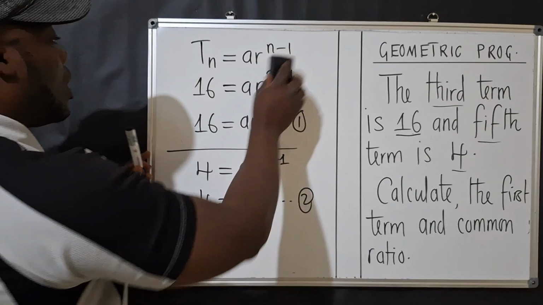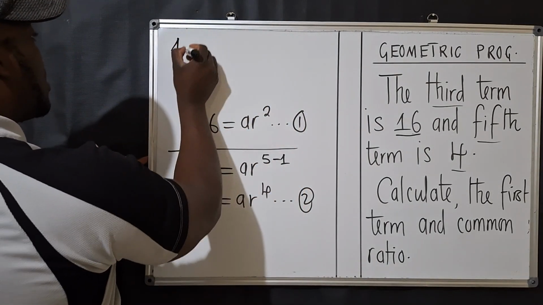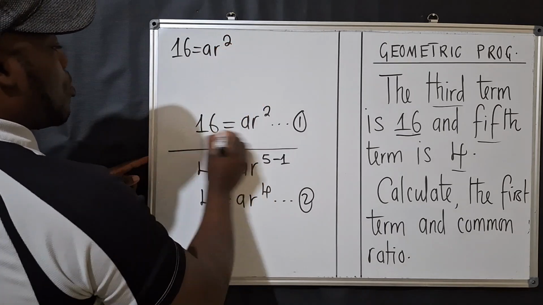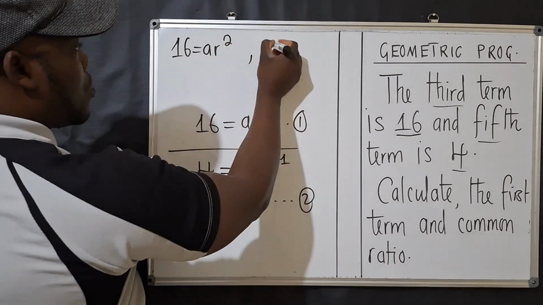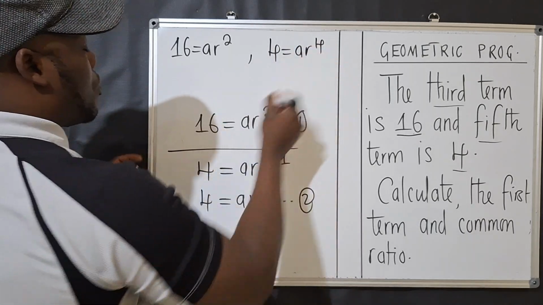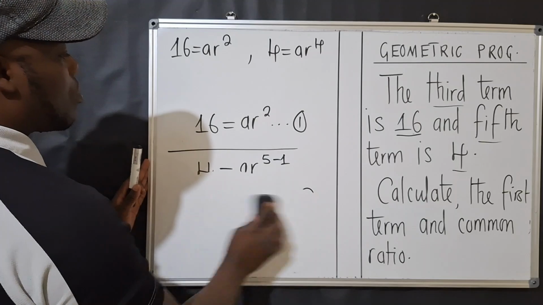So let me start with equation 1. Equation 1, I'll write it here. Hopefully you're able to see. I've just copied this. And equation 2, I'll write it here. So there are 2 equations we've formed here. I'm running out of space, that's why I've put them here.